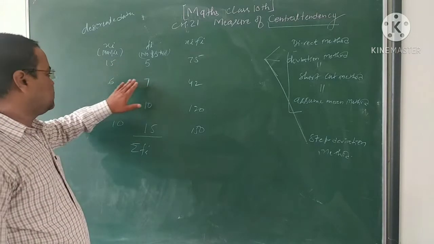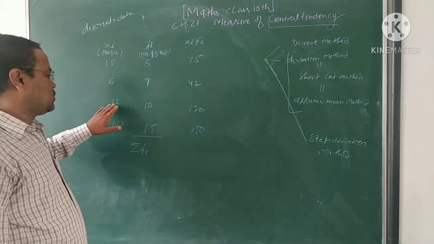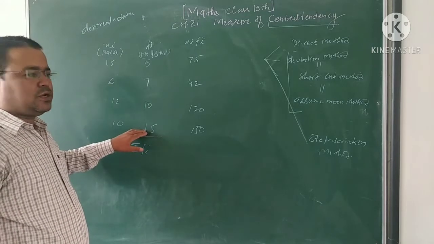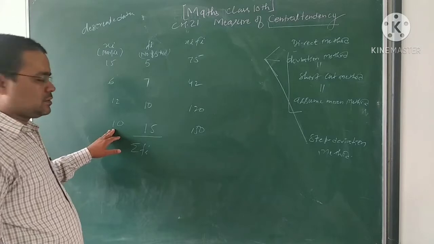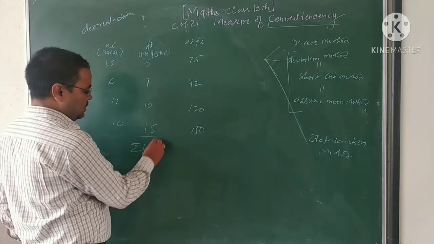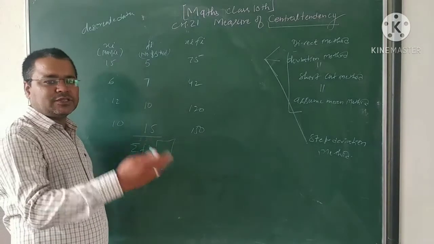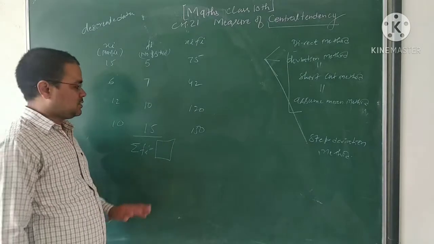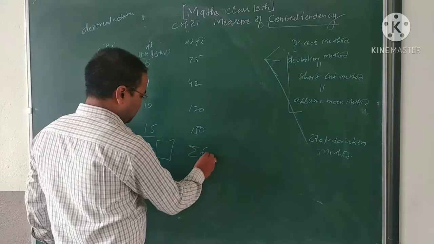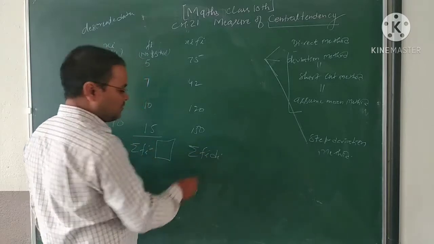There are 5 students whose score is 15. There are 7 students whose score is 6. 10 students whose score is 12 marks. 15 students of the class scored 10. Whatever we get here will be the total number of students in that particular class. And after that we find sigma fi.